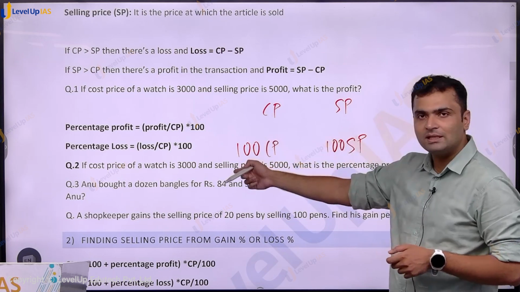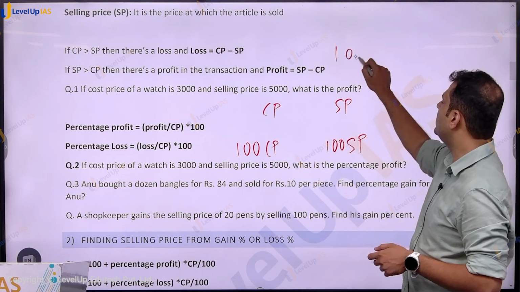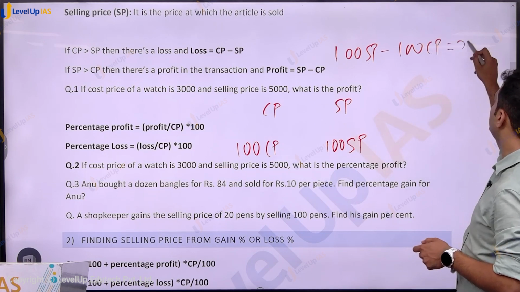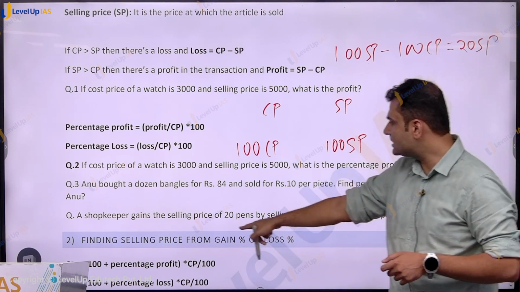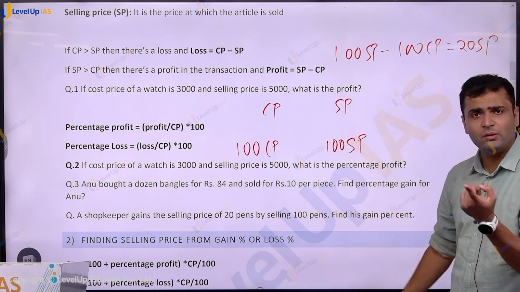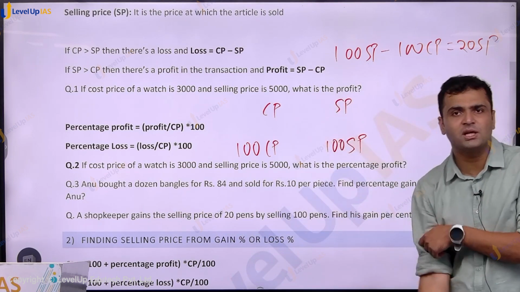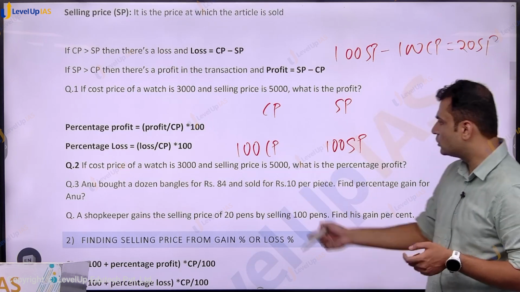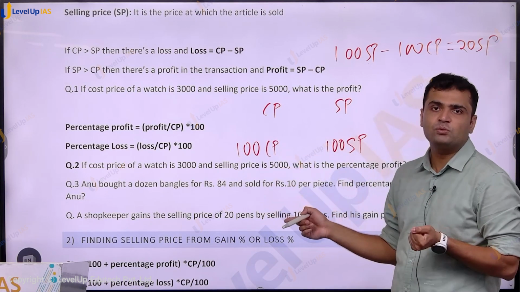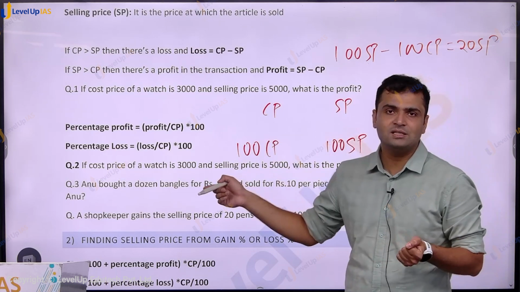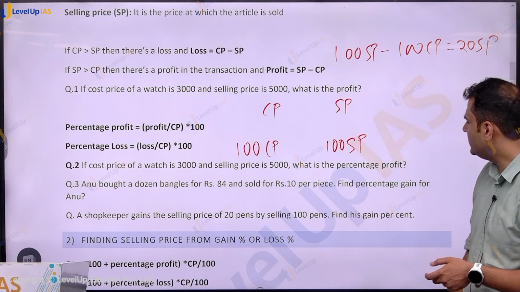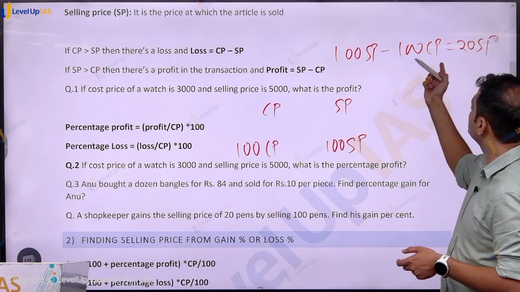So this minus this. Basically we have 100 times SP minus 100 times CP is equal to 20 times SP. He gains the selling price of 20 pens, which is 20 SP. We have assumed SP and CP as the selling price and cost price of 1 pen. So cost of 100 pens, selling of 100 pens. After selling 100 pens, what is the profit? 100 SP minus 100 CP, that is the profit. And they are saying it is equal to the SP of 20 pens, right? So what is his gain percent? This is what we'll get.